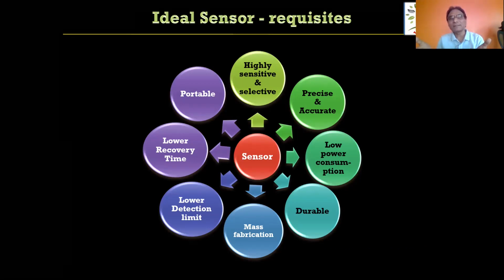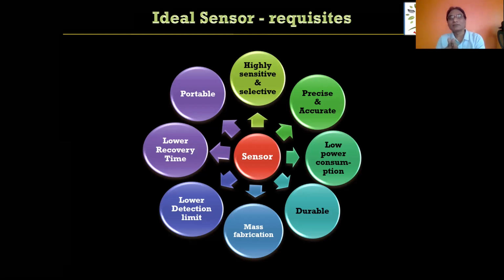Sensitivity का formula क्या है? Rate of change of output divided by rate of change of input. This is what sensitivity is: the ratio of the rate of change of output to the rate of change of input. Okay, what does it mean? It means for a minor change in input parameter, there should be a significant change in output parameter. Whatever that parameter could be.